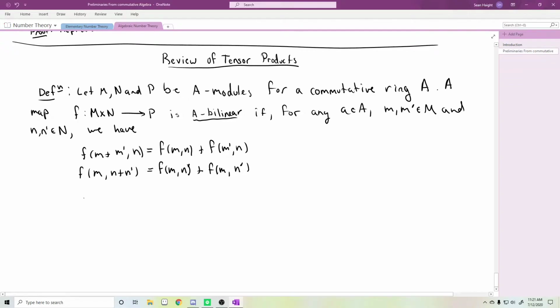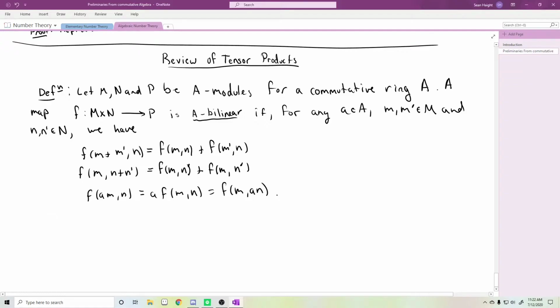And it's essentially linear in, well, I guess the short way of defining bilinear is saying it's linear in both terms, the first and the second factor here. Writing it out formally, it looks something like this. It's additive in both factors, and I can pull scalar multiples out of both the first and the second factor. So in short, a map from the Cartesian product M cross N to P is A-bilinear if it's A-linear in both factors.